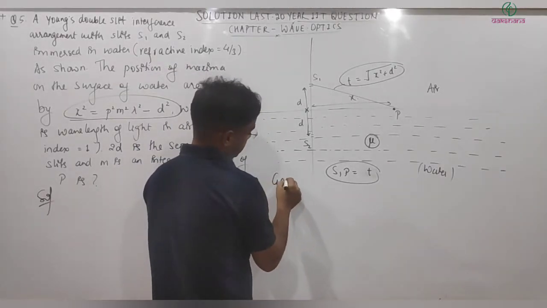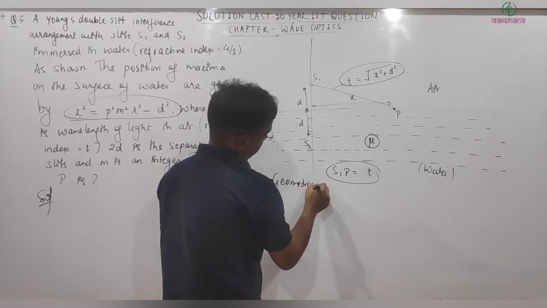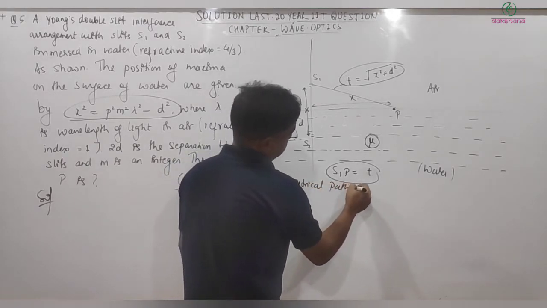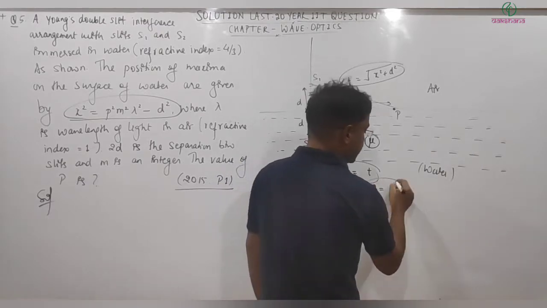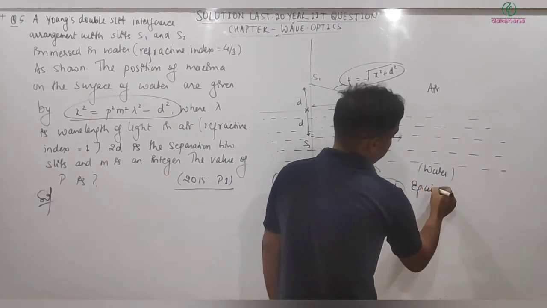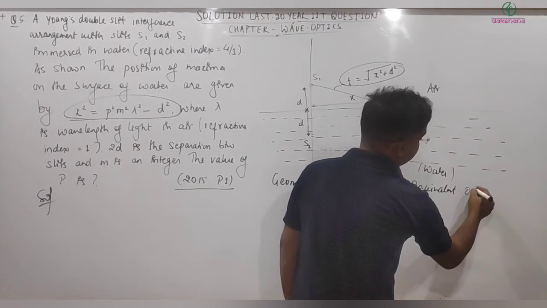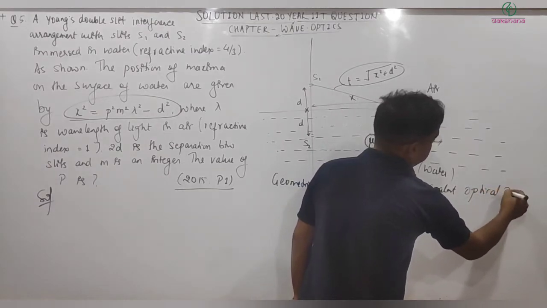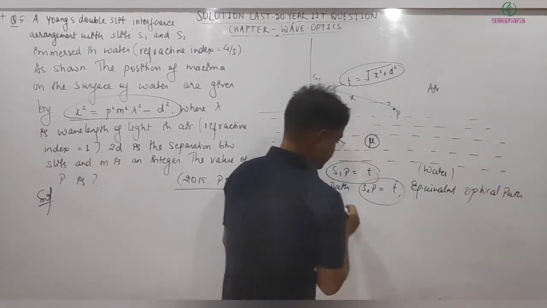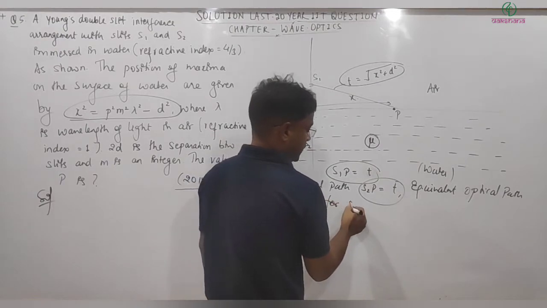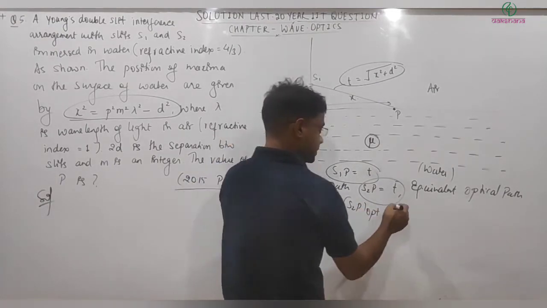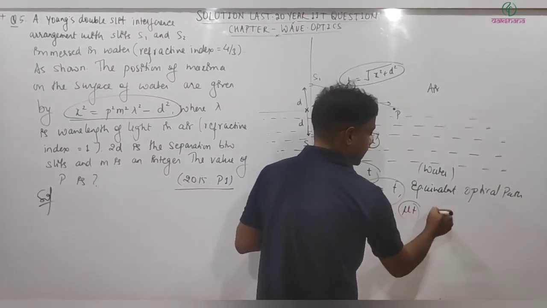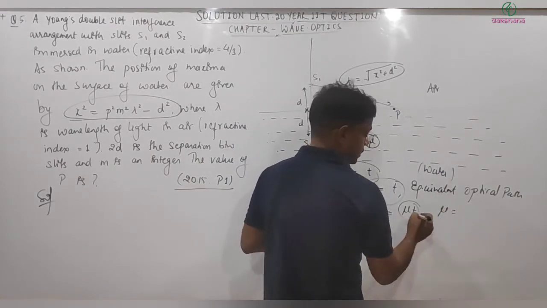Geometrical path s2p is also equal to t, but its equivalent optical path for s2p, I will write optical, that will be equal to mu into t, and mu is equal to mu water.